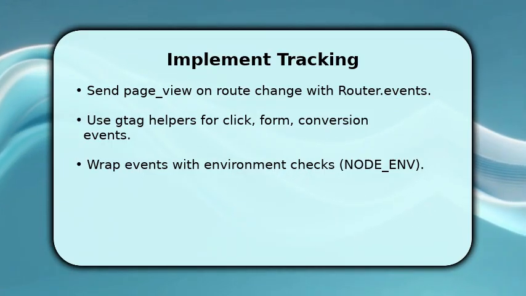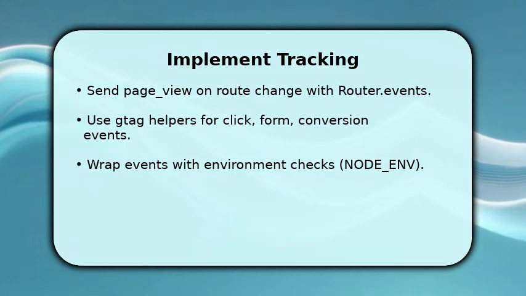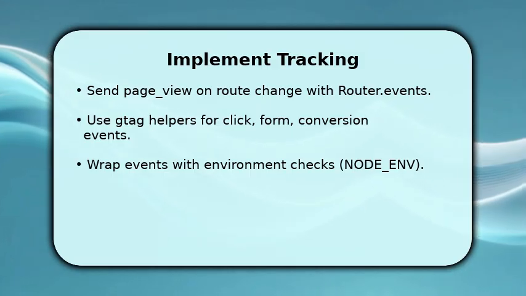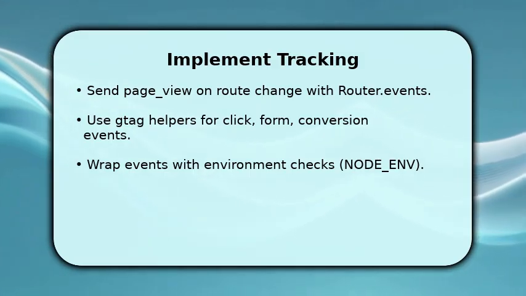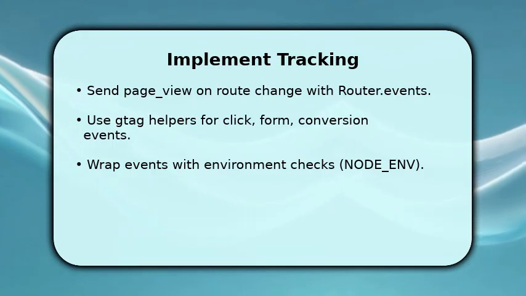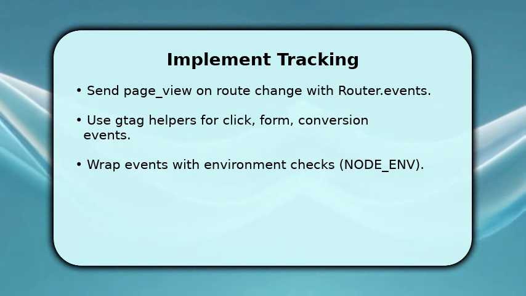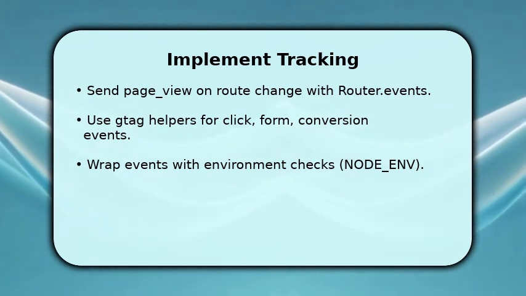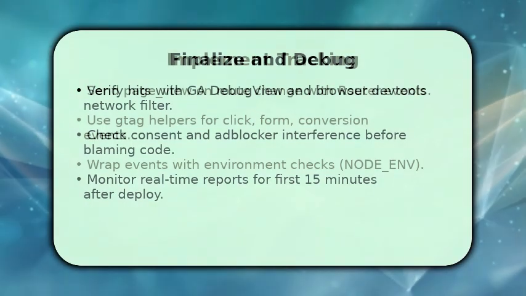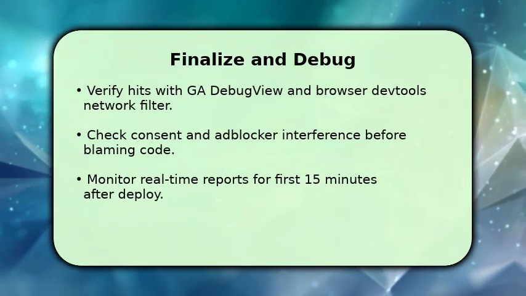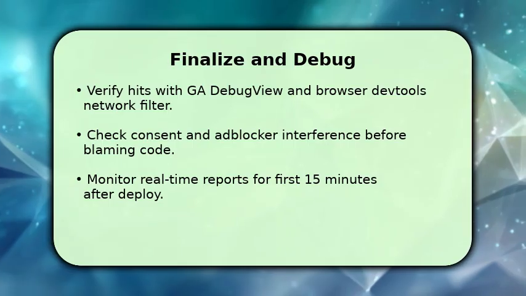You should also instrument important interactions, buttons, forms, outbound links, using a gtag event helper to supply event name and params. Make sure to guard calls so they only run in production, and batch frequent events to avoid throttling or skewed metrics.